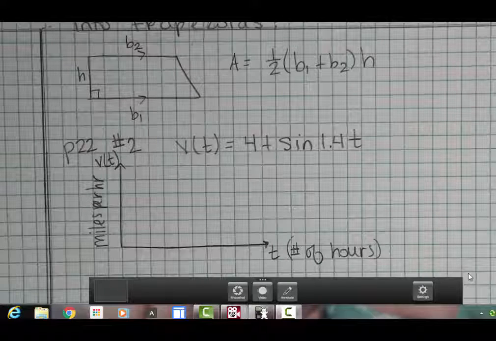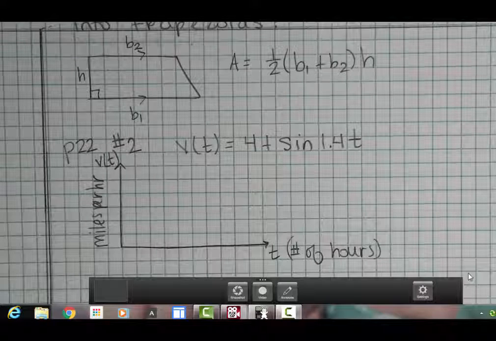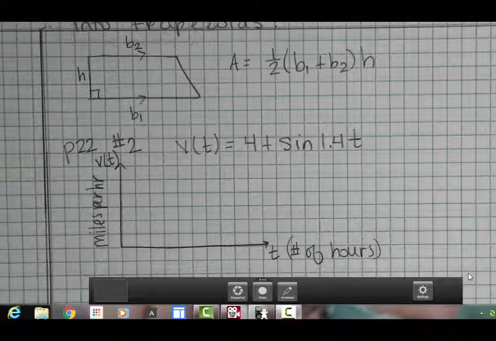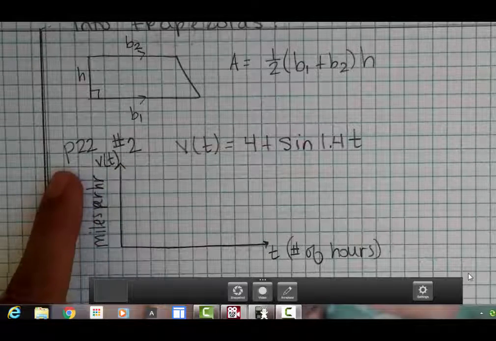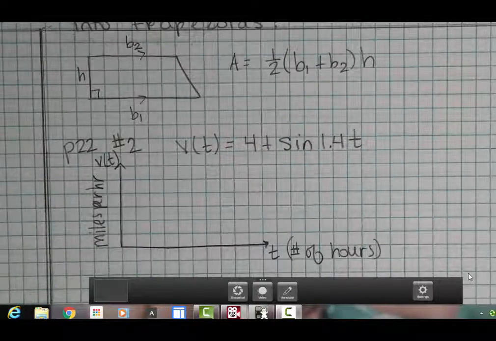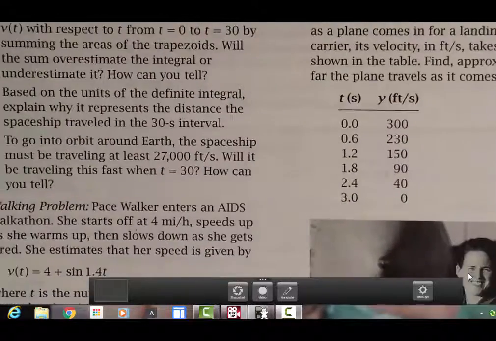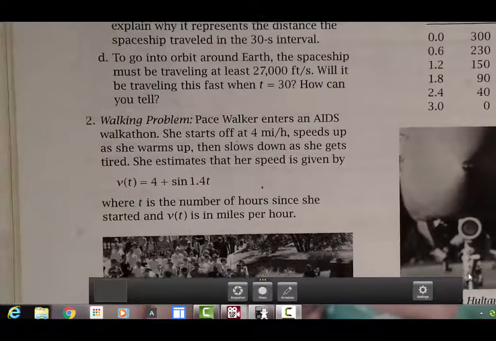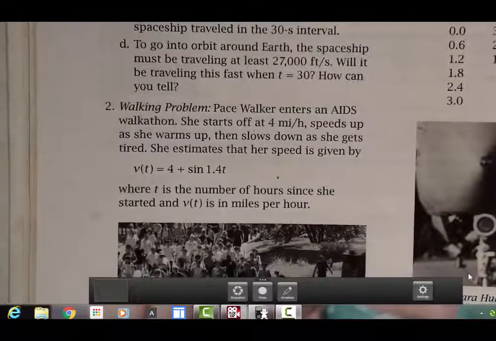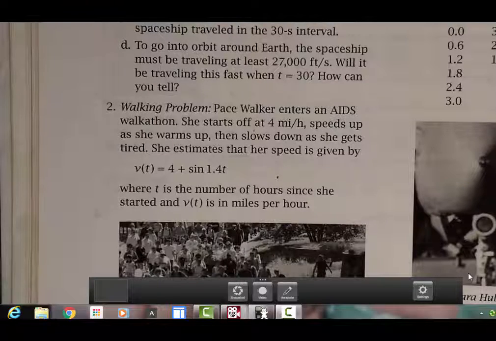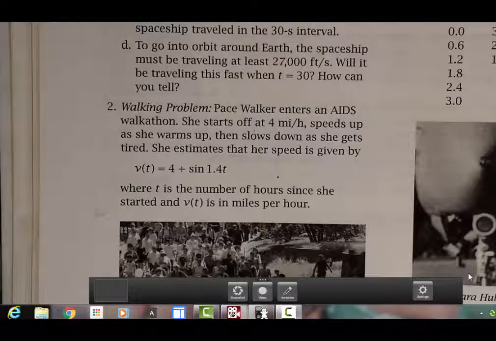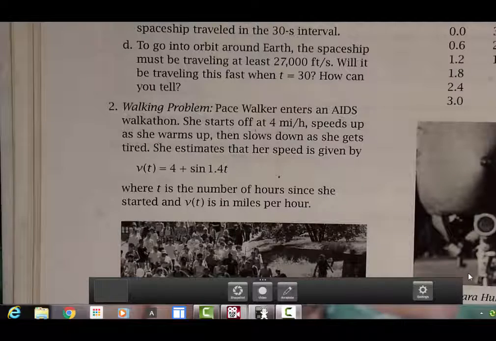So we're going to work a problem together where we need to use the area of trapezoids to estimate the area under the curve. We are going to do number 2 on page 22, and it's a walking problem. Pace Walker enters an AIDS walkathon. She starts off at 4 miles per hour, speeds up as she warms up, then slows down as she gets tired. She estimates that her speed is given by the following function, where t is the number of hours since she started and v of t is in miles per hour.